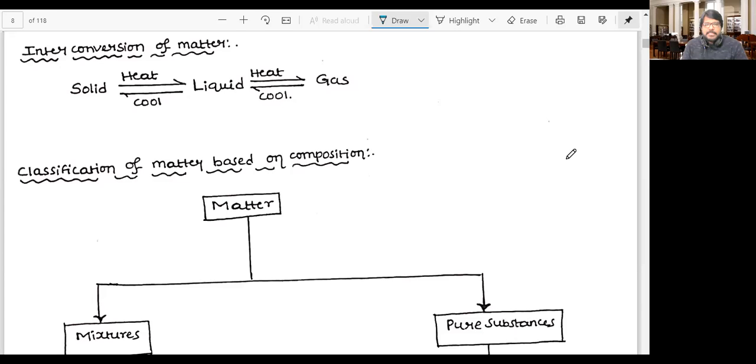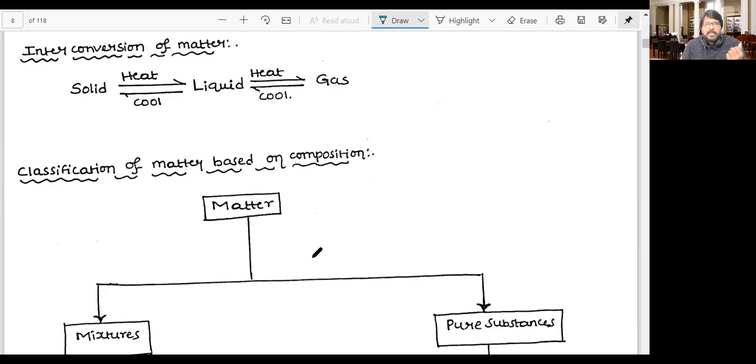What is the exact definition of matter? So why should we discuss matter? Because chemistry is a branch of science which deals with the matter, its composition, its properties. So that is the basic definition of chemistry. And it is necessary to know the meaning of matter.